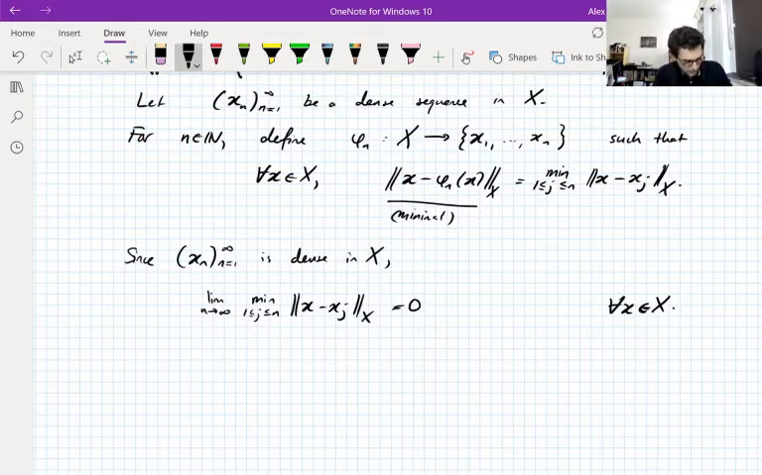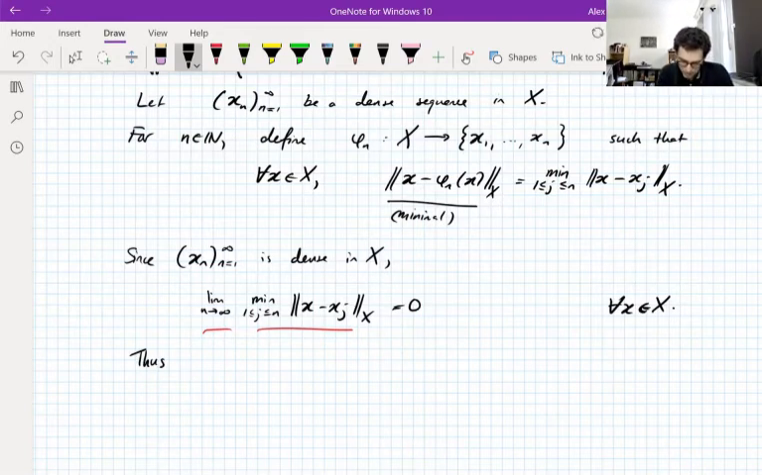That doesn't matter. Anyway, so the sequence is dense. So if you take a vector in the space and you look at the first n elements of the sequence, eventually you're going to have one that gets sufficiently close to x by the density. So this limit of this minimum has to be 0. Does anybody not quite get that? Cool.